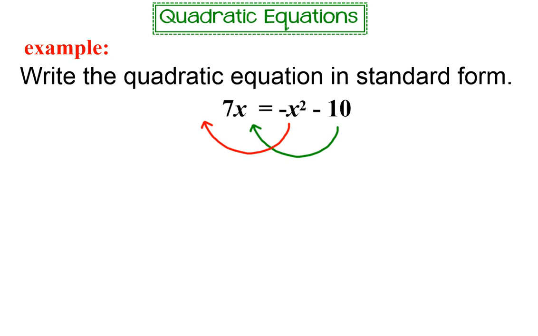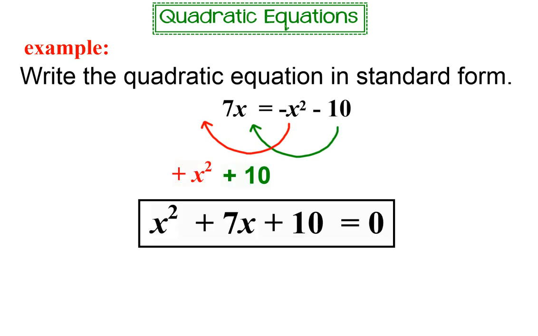And take a look at my arrows. I'm not just randomly drawing them, I'm indicating where exactly I want that term to move. Not only is it going to switch its sign when it comes to the other side, but I'm going to specifically put it in its exact location. So when I rewrite my terms, it will be positive x squared, plus my existing positive 7x, and then my new plus 10 constant.